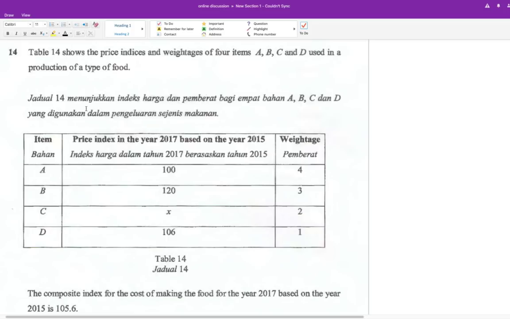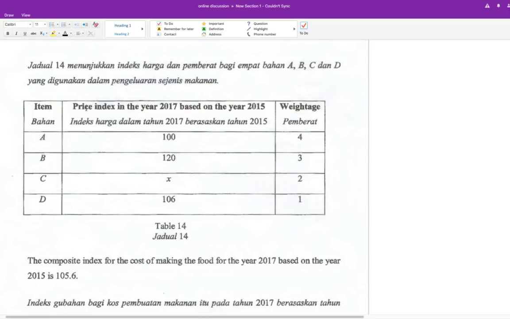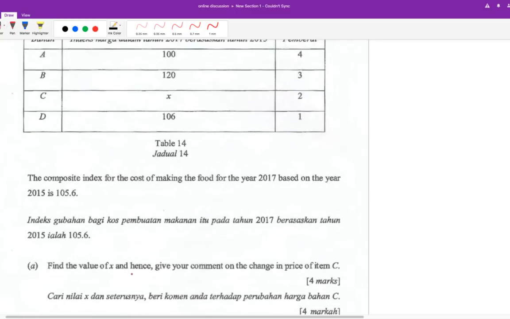Okay, so this is index numbers. Table 14 will show the price index and weightage of 4 items A, B, C, D in the production of a type of fruit or food. The composite index of the cost of making the food in 2017 based on 2005 is 105.6. Then find the value of x, and give your comment on the change. Okay, you need to give a comment. It's the very first time.